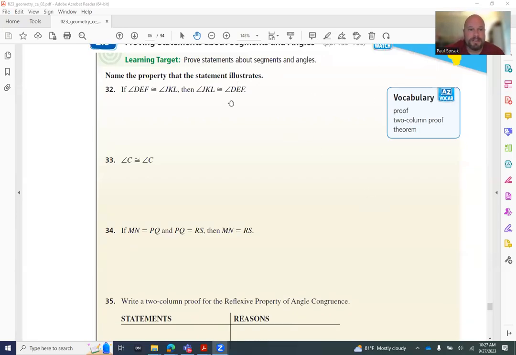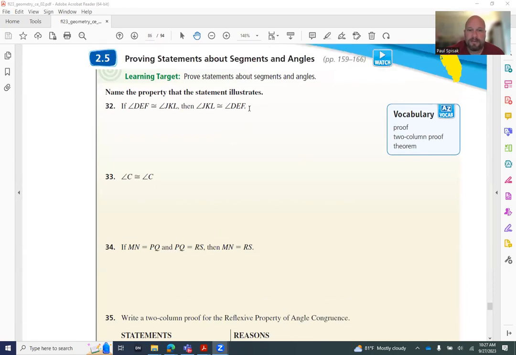All right, so this is 2.5. Again, we're getting into the proofs, using a lot of our geometry terms now in this section. So for this next one, we had to name the properties that the statements illustrated. Again, these are pretty much the same properties that we talked about before. Properties of equality that are now properties of congruence.